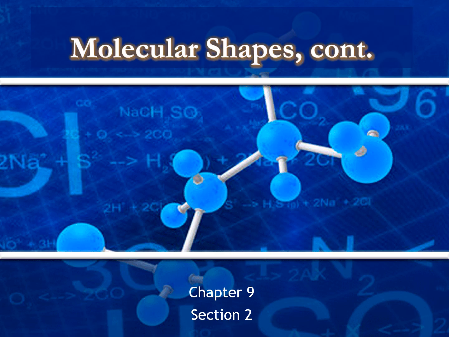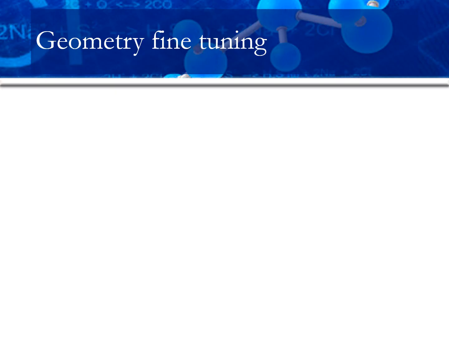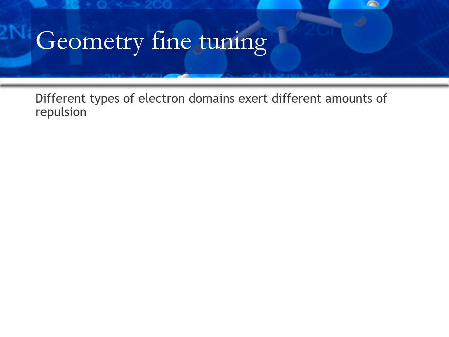Let's continue talking about molecular shapes and finish off section 2 with a few more details. First of all, let's talk about a little bit of geometry fine-tuning. Different types of electron domains exert different amounts of repulsion. And of course, if you have more repulsion, then you need more space for that type of electron domain.